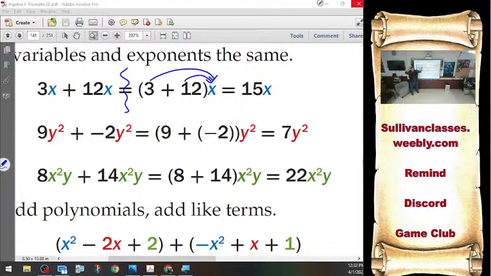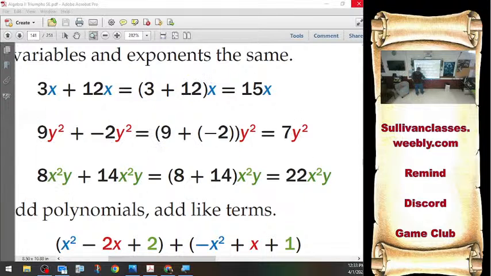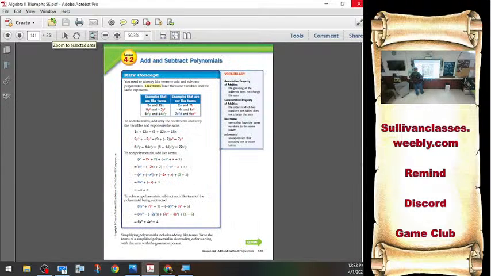You didn't say 3x's and 12x's. You just said 3 plus 12 is 15, and it has an x with it. You were doing this, but in your head. Okay? Look over here. They both got a y squared. So if I take that y squared out, it says I've got this much y squared. So you've been doing that for literal years now. You just probably haven't seen it written out like that for a good long while.